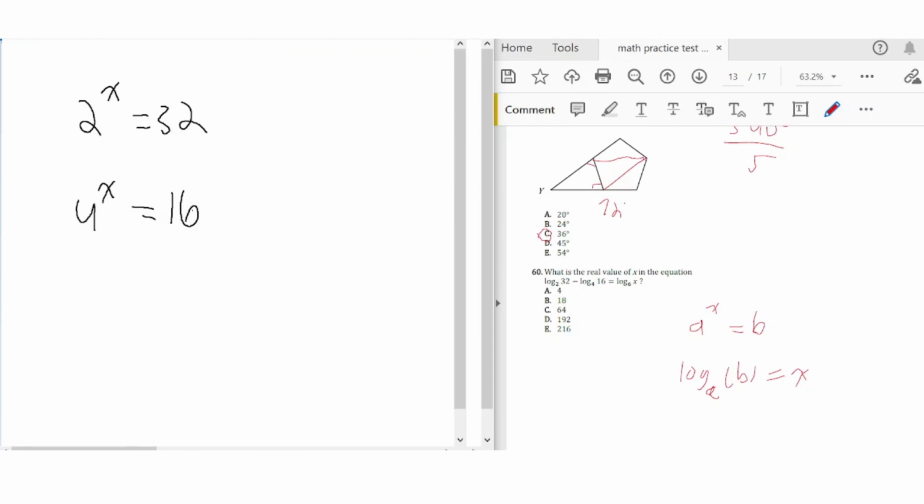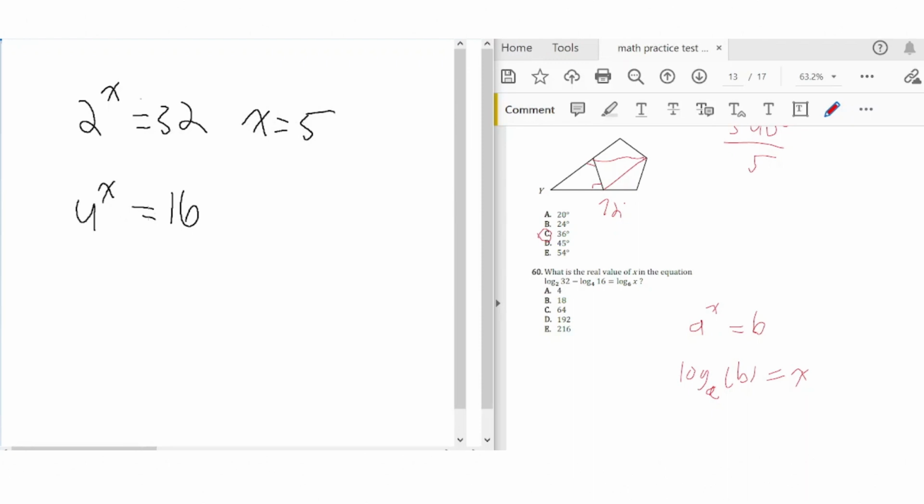Okay, so we have to figure out what x is in these equations. So 2 to the x equals 32. Well, we know that 2 to the 2 is 4, 2 to the 3 is 8, 2 to the 4 is 16. Multiplying by 2 once more, we know that 2 to the 5 is 32. You could get that by just multiplying by 2 to see how many times you have to do it. Therefore, we know that x equals 5 in this case.